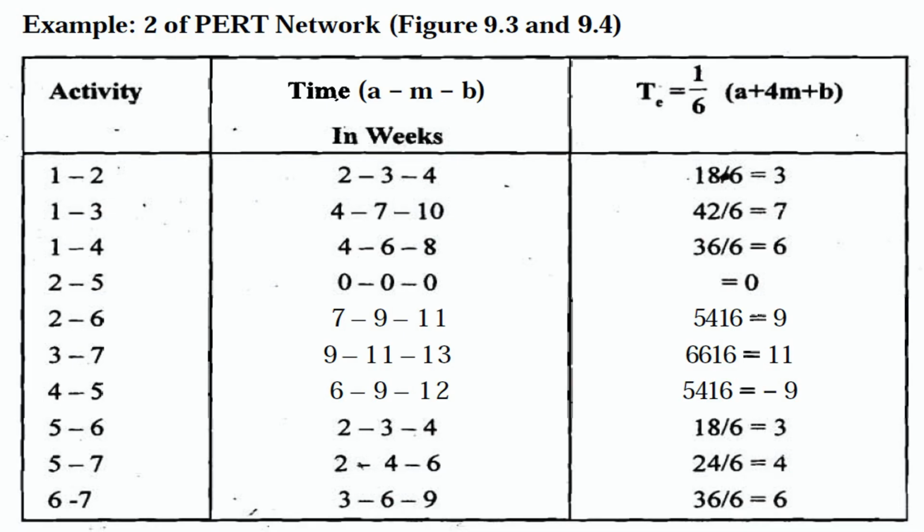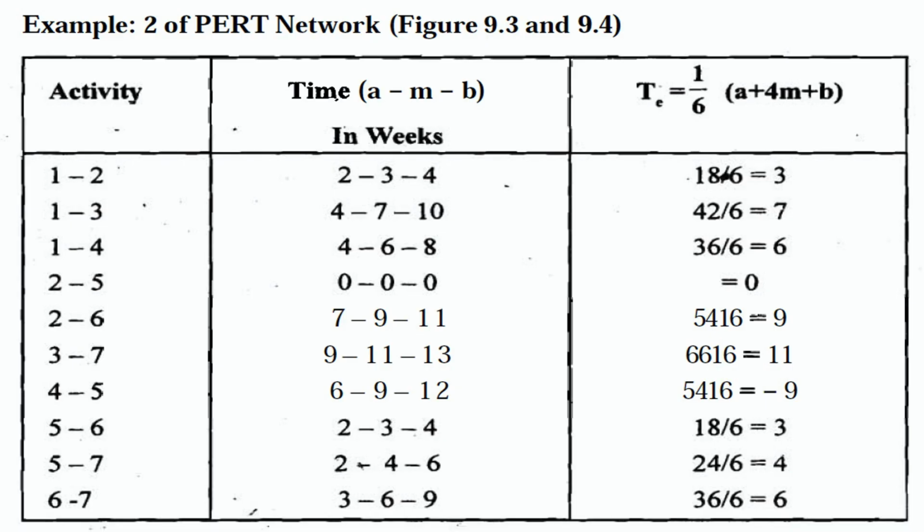And the most pessimistic time is 10 weeks. Now, given these timings, how can we calculate the time of a particular activity, which we can estimate? So, the estimated time of a given activity.